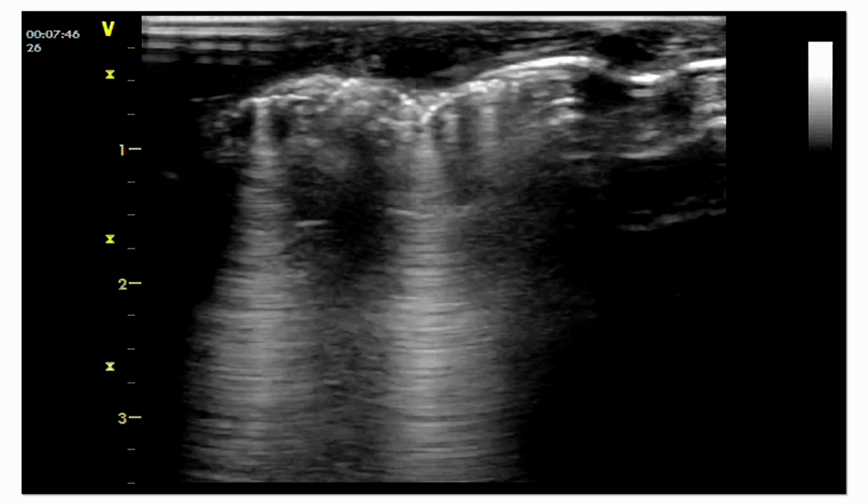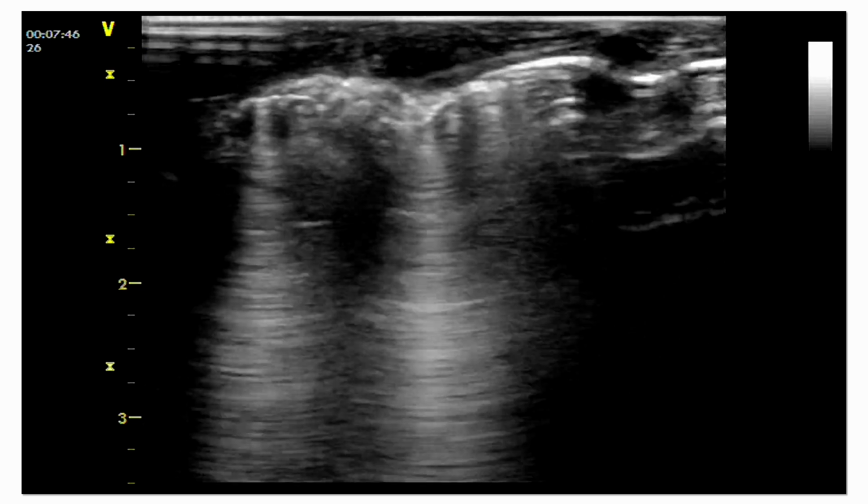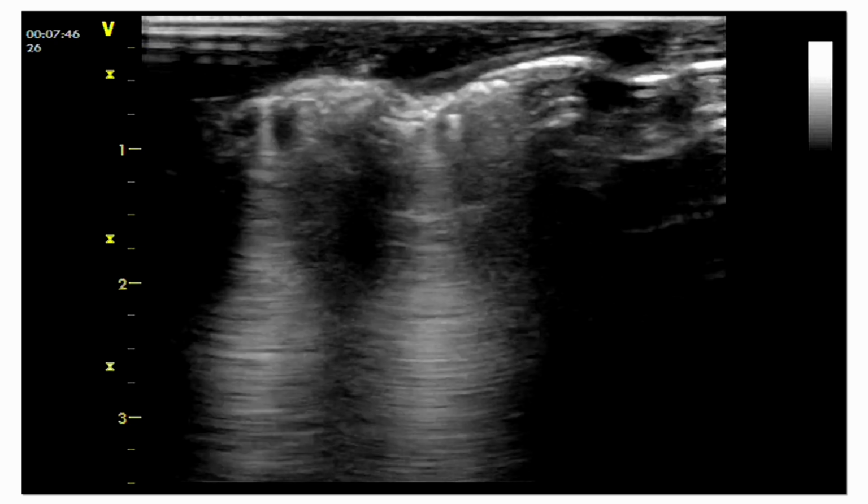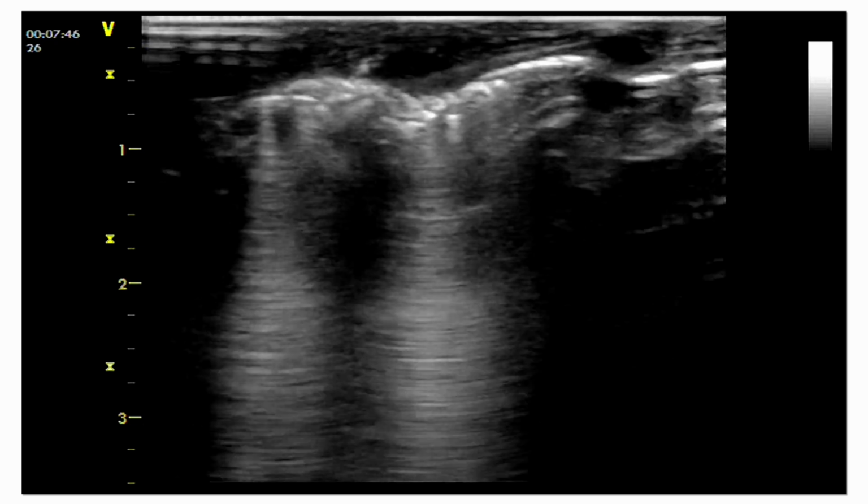In this video clip, you can see B lines. They are large B lines, and the pleura over them does not look healthy. It is thickened and interrupted.